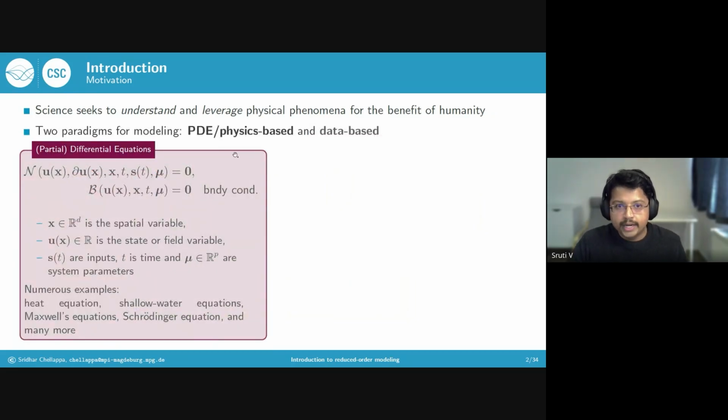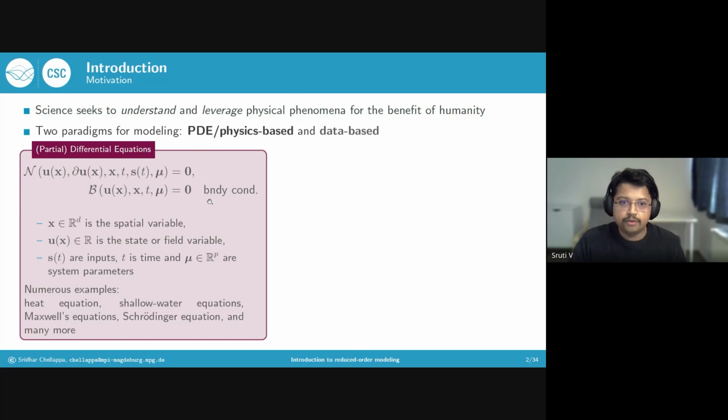If you look at trying to understand different physical processes, there are broadly two approaches that one can take. One is based on modeling the PDE, the partial differential equations, also known as the physics-based approach. And we also have the data-based approach, where there need not be an underlying model, but you still want to study the phenomena. So let me talk about the physics-based or the PDE-based approach first.